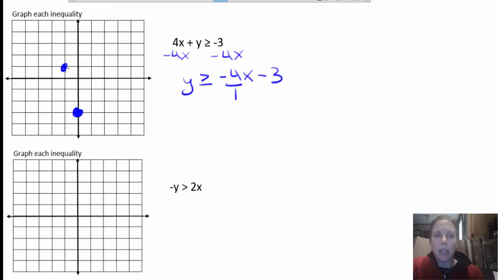Because that's one positive move, one negative move. 1, 2, 3, 4, and over 1. It's going to look like this. It is greater than or equal to, so it's a solid line, meaning the solutions are also on the line. And it says y is greater than. So if you think above or below, above would be up here.